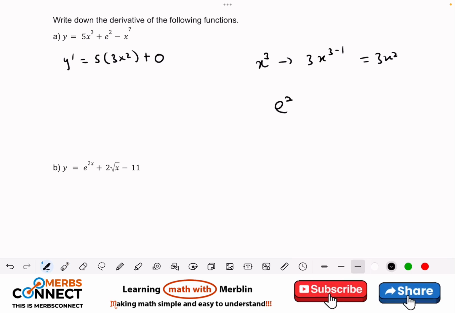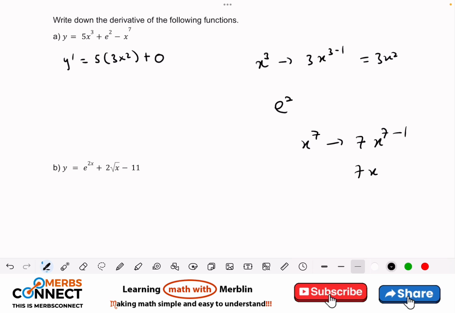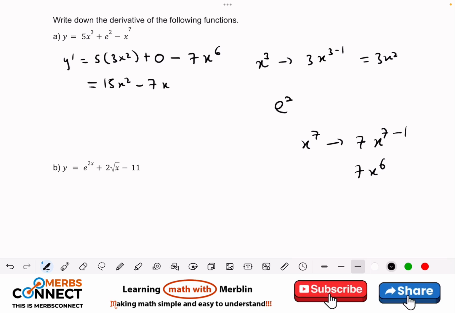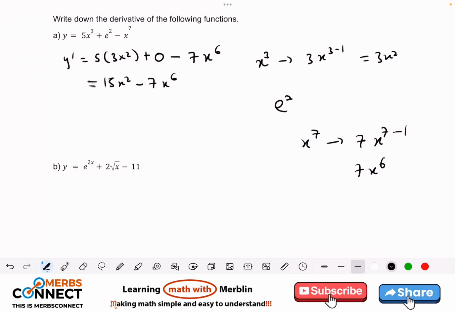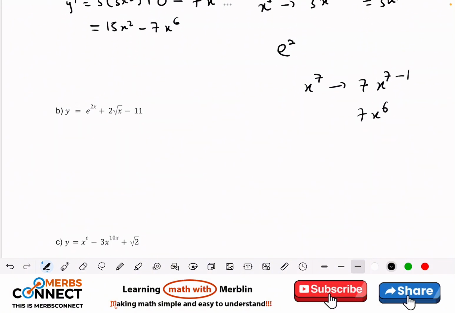Now let's look at differentiating x to the power 7. The same thing, 7 drops, I maintain the function x to the power 7, then I subtract 1. So this will be 7x to the power 6. So this will be minus 7x to the power 6. And I'm going to have, 5 times 3 will be 15x squared minus 7x to the power 6. So this is what I'm going to get at the end of the differentiation.